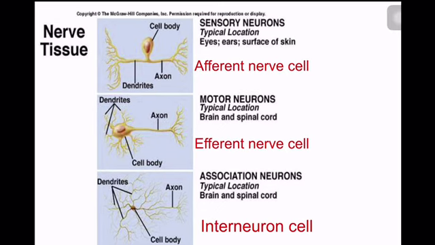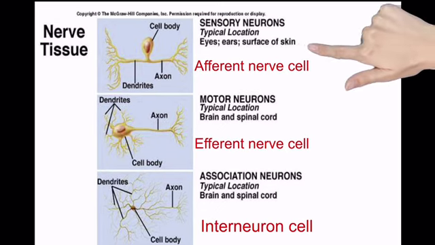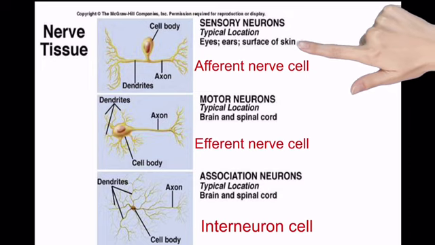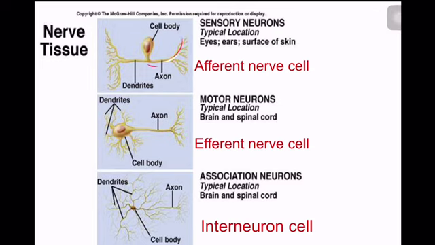The first type of neuron cell is sensory neuron, and they are typically located at eyes, ears and surface of skin. They are also called afferent nerve cells. The structure of sensory neuron, it has a large cell body that is located between dendrites and axon.